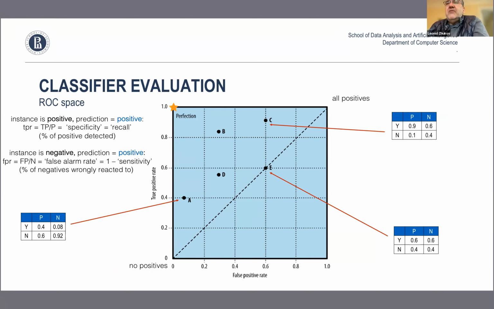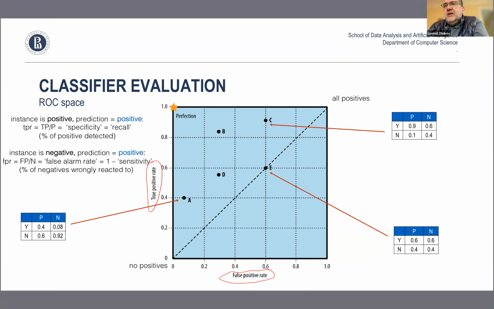Since there are two numbers that we use, we can always plot them on a diagram, where one axis is the false positive rate and the other is the true positive rate. To think about the false positive rate, it is our false alarm rate, saying that it is a fire when there is no fire. And the true positive rate is the true identification.